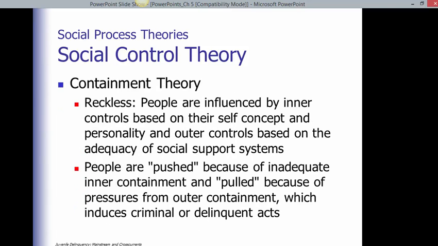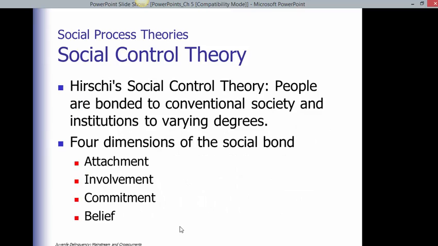Containment theory suggests reckless people are influenced by inner controls based on their self-concept and personality, and outer controls based on the adequacy of social support systems. People are pushed because of inadequate inner containment and pulled because of the pressure from outer containment, which includes criminal and/or delinquent acts. Hirschi's social control theory suggests people are bonded to conventional society and institutions to varying degrees.